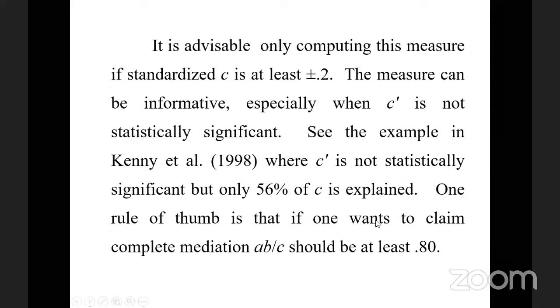One rule of thumb is that one can claim complete mediation when the AB by C ratio, meaning the multiplication of A and B divided by C, is 0.8. Then we can say it's a complete mediation.